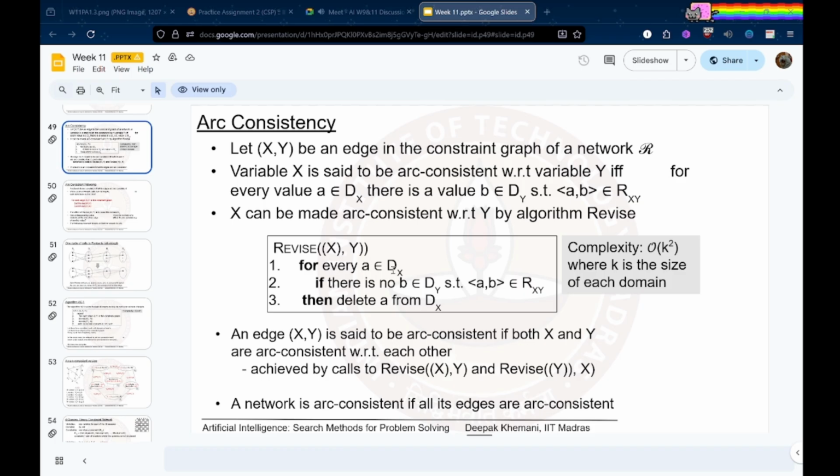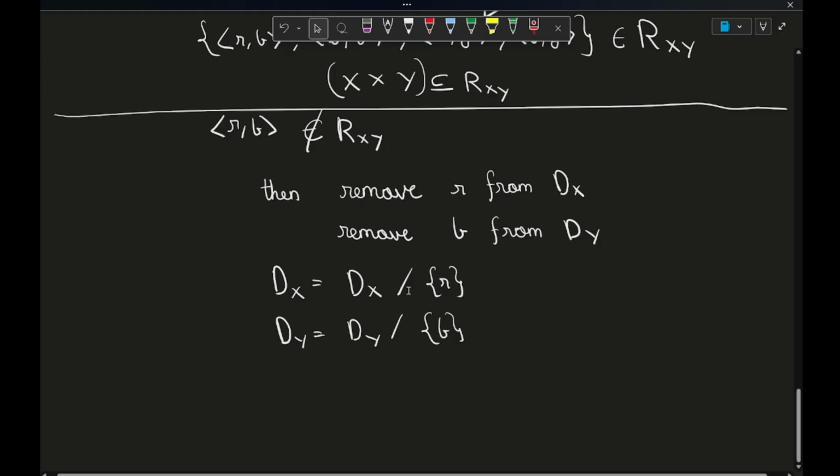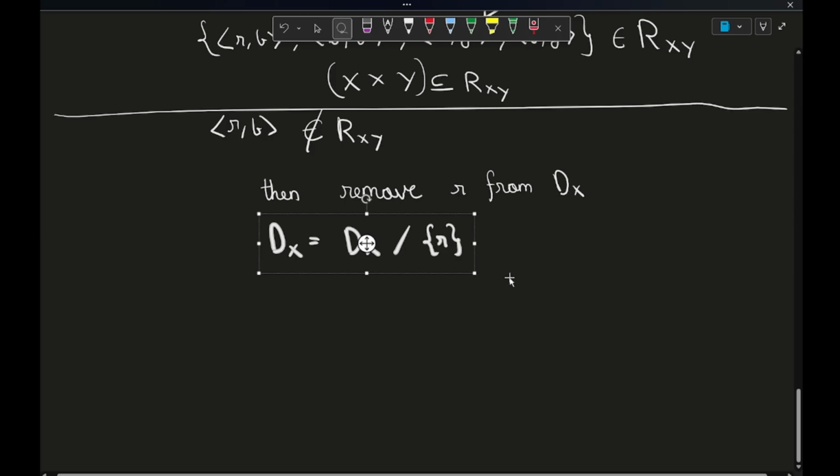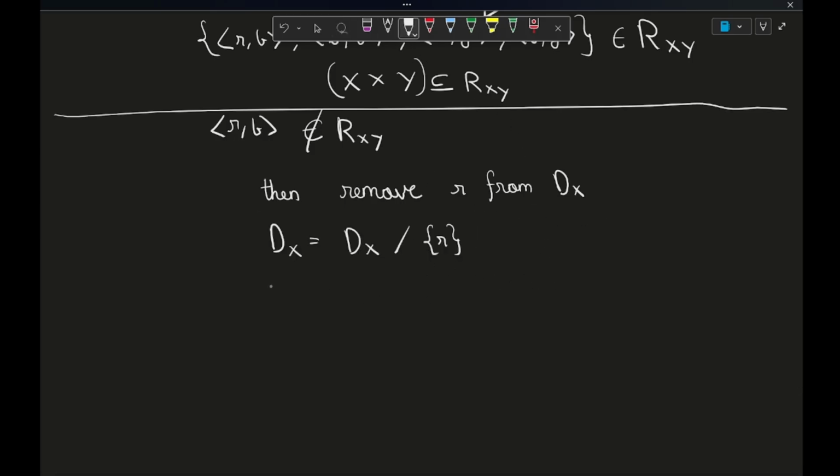For every a belonging to dx, if there is no b in dy such that this belongs to rxy, delete a from dx. So we do not remove b, we only remove a, so the earlier statement is not true. Revise x comma y will remove from x. Revise y comma x will remove from y. So this is done by revise x comma y.